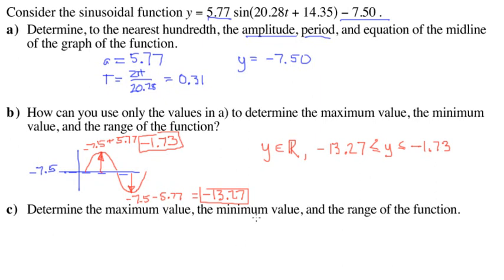Determine the maximum value, the minimum value, and the range. We did that. So B, they just wanted us to say what they were. So the maximum value, I'll write this out. The maximum value is the midline plus the amplitude, and the minimum value is the midline minus the amplitude, as shown here. You start at the midline and go up to get your max. You start at the midline and go down to get to your min.